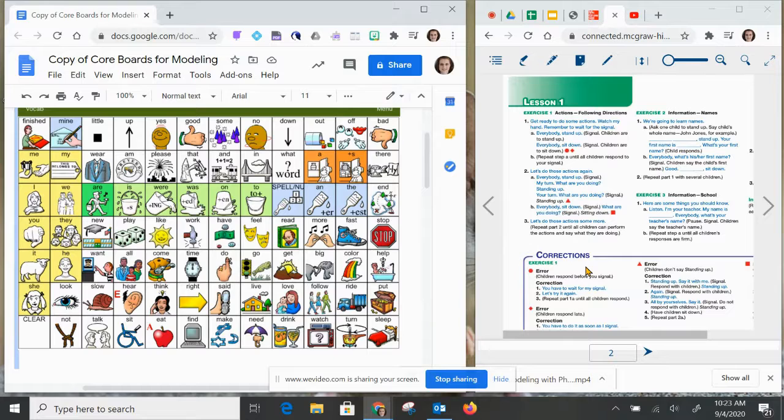So you don't have to stress out about modeling every single word on the talker or on the board that's in the lesson or that's in the book or that you say. Just pick some important words that repeat over and over again and focus on modeling those.